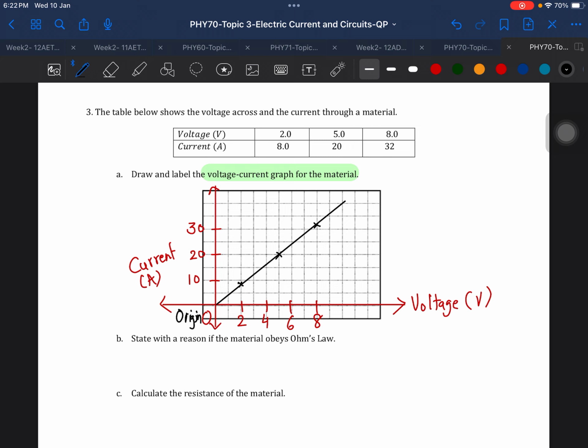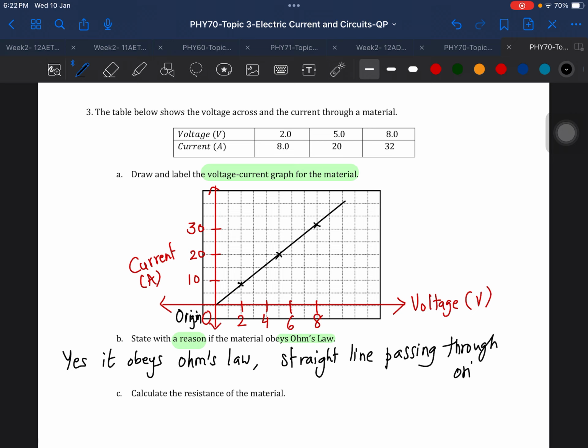Second part, it's asking, state with a reason if the material obeys Ohm's law or not. So we can see in the graph which we have plotted, we have got a straight line which is passing through origin. So yes, it obeys Ohm's law. How do we know that? Because we have got a straight line passing through origin.